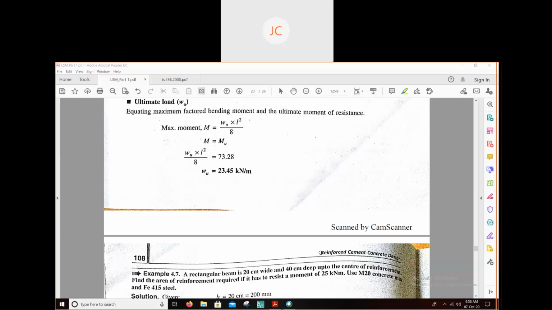Anyone got the answer? Shirodha? Oketo Achumi? Wilson? Jeshila? Anyone got the answer? No, sir. Okay, so do you know how to solve it? I think previously in the working stress method also we have solved a similar kind of problem, where we have to find out AST, but the moment of resistance is given.